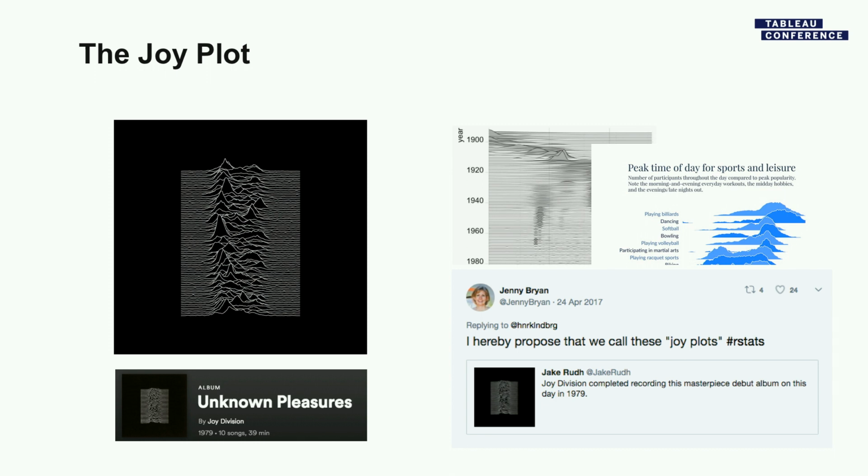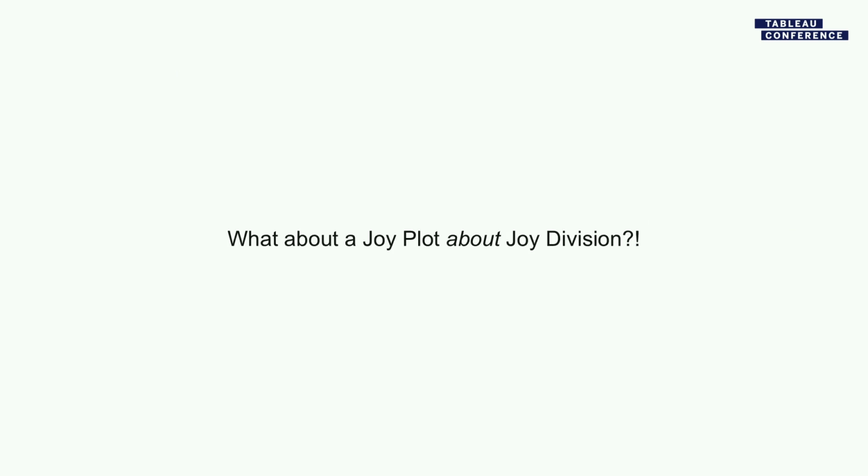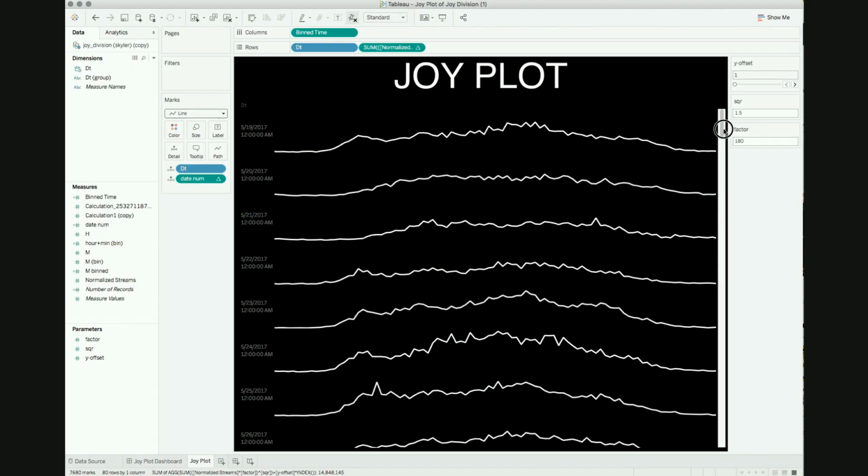And it's really just a bunch of area charts that sort of stack behind each other in some sort of offset. And so I was thinking I can probably make this exact thing in Tableau. And so the original album art is based on 80 time series. And so I thought, what if I make a joy plot about Joy Division? And so I took 80 days of streaming of Joy Division, and I put that into Tableau, and I'm going to make it into a joy plot.